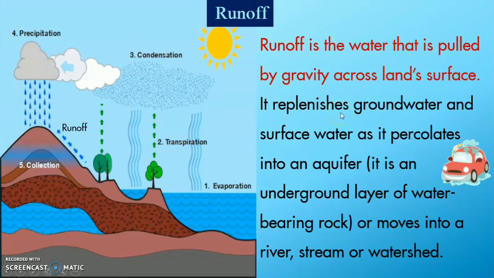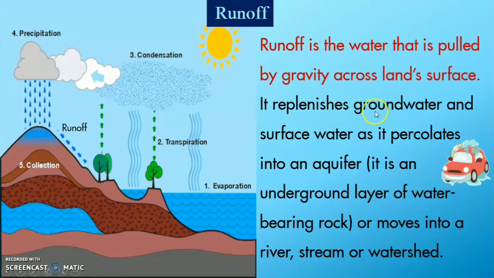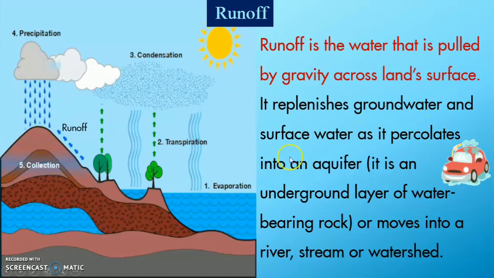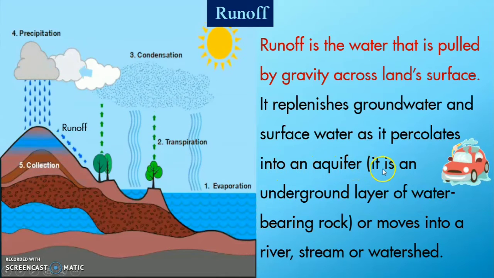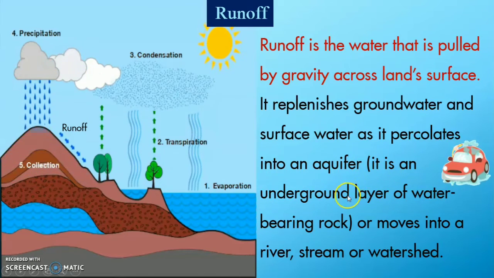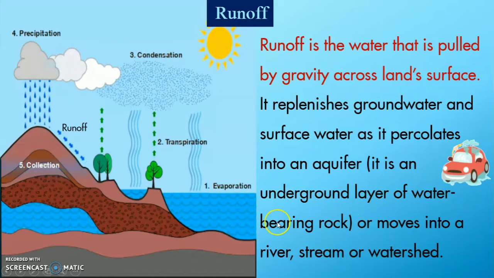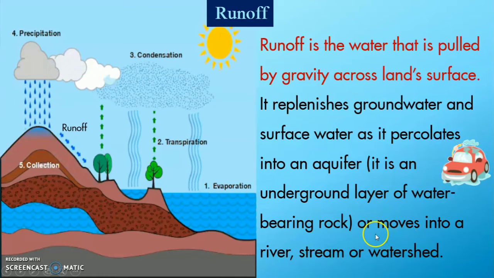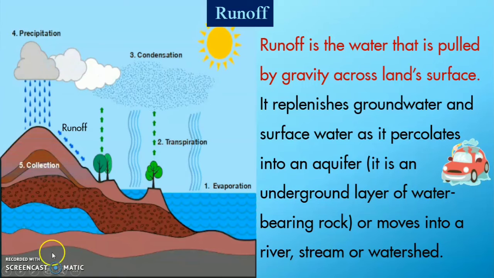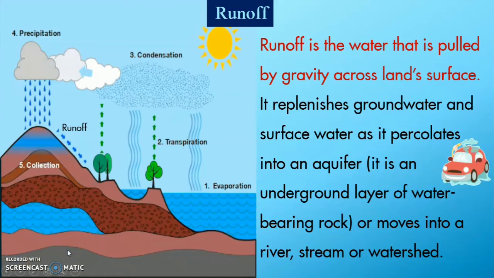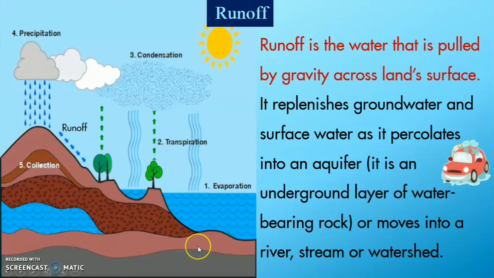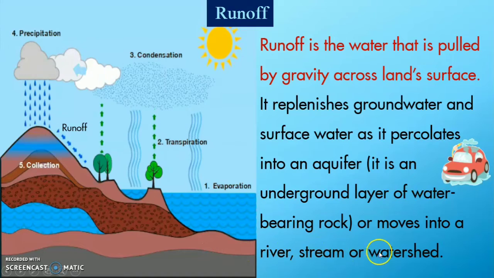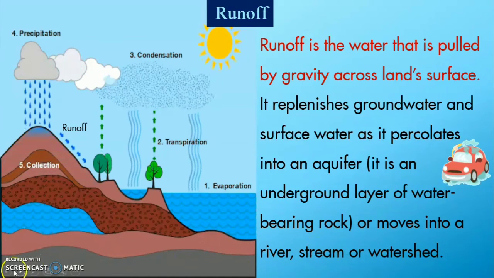Children, the runoff water replenishes. Replenishes means it fills up again. So the runoff water fills up again the groundwater and surface water as it percolates into an aquifer. Now what do we mean by aquifer here? Aquifer is an underground layer of water bearing rock. So during runoff, this aquifer is filled up again with rainwater. Is it clear children? Children, after refilling the underground water bearing rock, the runoff water moves into rivers, streams and watershed. So far did you understand children? Good.